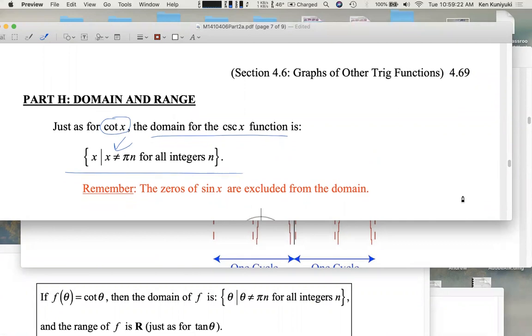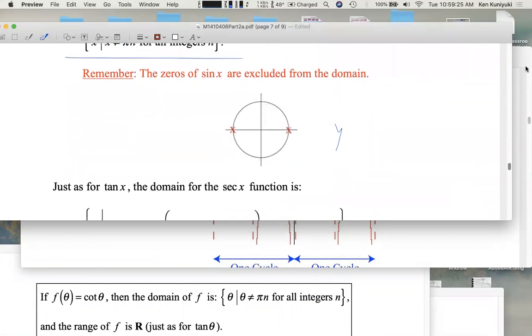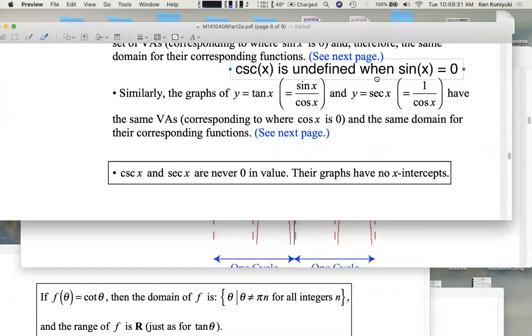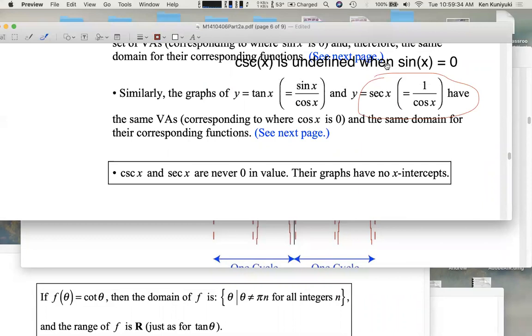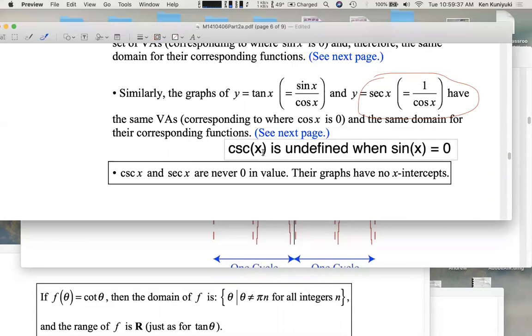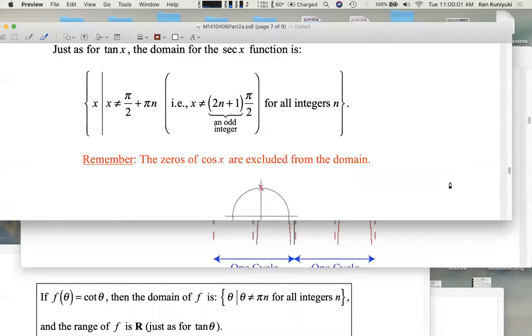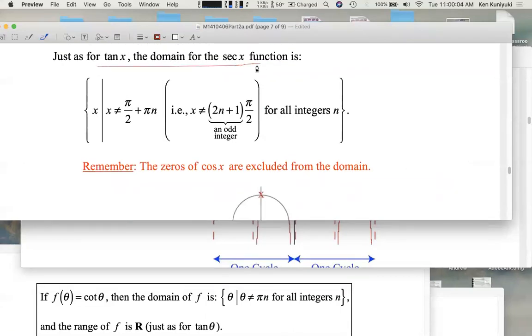Similarly, let's take a look at the domain for secant of x. Well, secant of x, by the reciprocal identities, is equal to 1 over cosine of x. Well, secant of x is undefined. It blows up when cosine of x equals 0. And what other function had cosine of x in the bottom when you tore them apart? Tangent of x was sine of x over cosine of x. Both tangent of x and secant of x blow up when cosine of x is 0. So secant of x and tangent of x have the same domain.